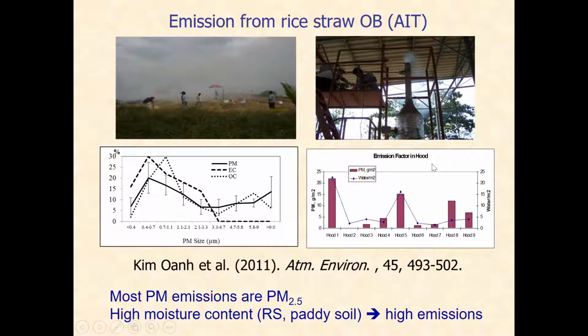And then for the lab experiment, we also did the measurement with different moisture content, or different water we collected in the paddy area. This water comes from both the rice straw we collected and the paddy soil we collected. You can see clearly that when we have high moisture content of the rice straw and paddy soil, we have a high emission factor, high emission of PM per square meter of paddy burned.